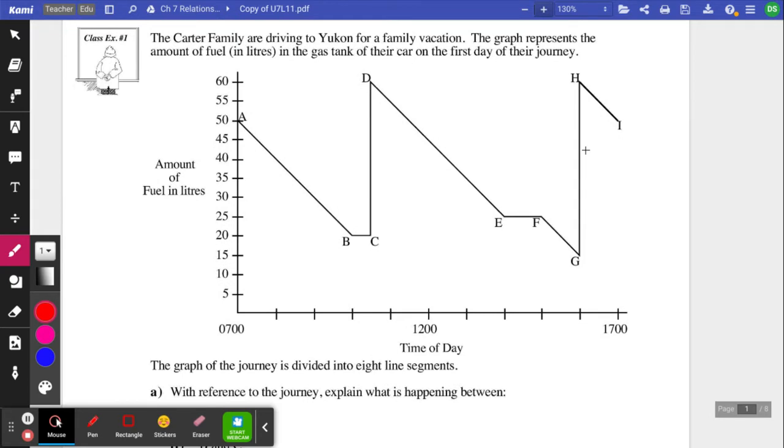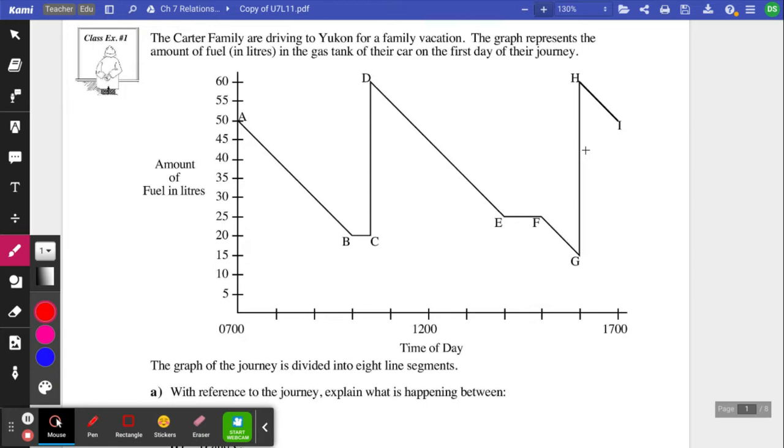What's going on in this question? They're going on a family vacation. And what does this graph represent? The fuel. All right, so it says the graph of the journey is divided into 8 line segments.